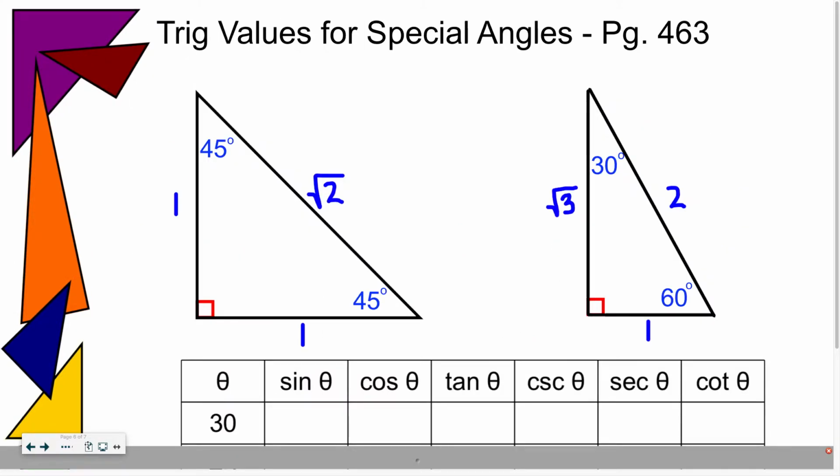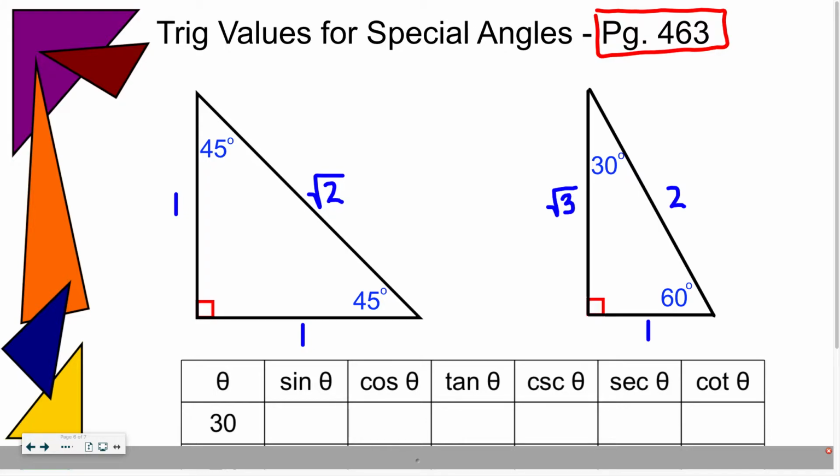Okay, now you can decide what of this part you want to put into your notebook. However, I recommend everybody at least jot something down about trig ratios for special angles on page 463. And so this table can be found on 463.